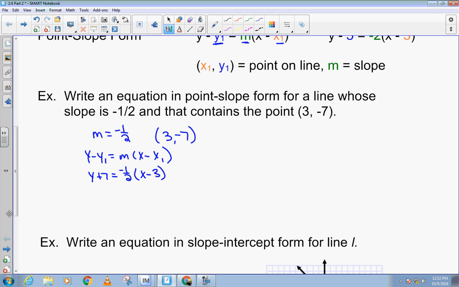And so it may ask you to leave it like that, okay? I can still identify the slope, and I can still identify a point that lies on the line, okay? They also might ask you to change it into slope-intercept form, which we will do later on today. Okay? Is your question? No?